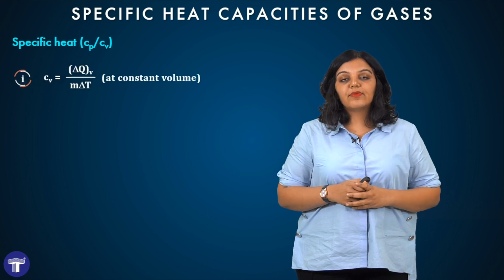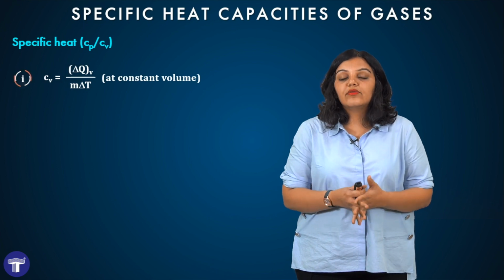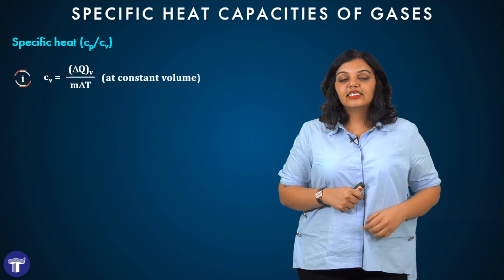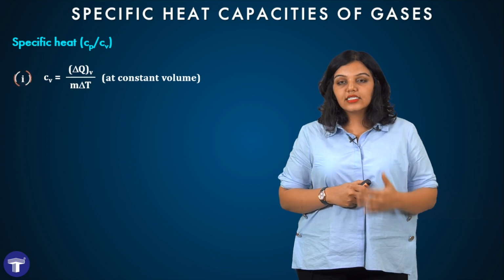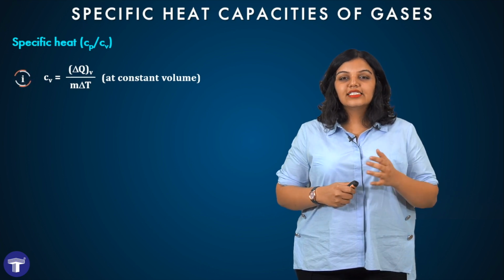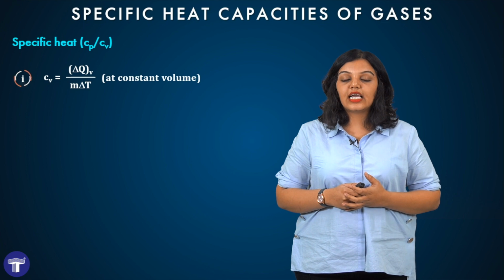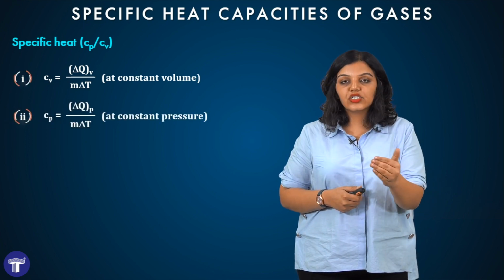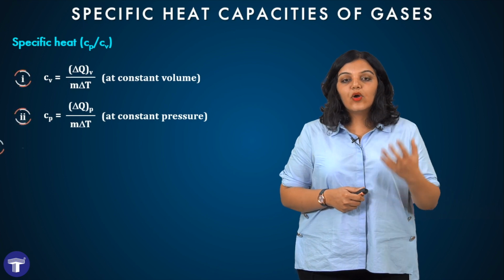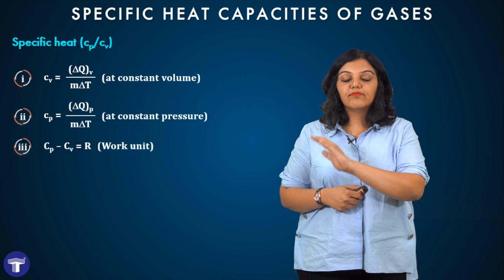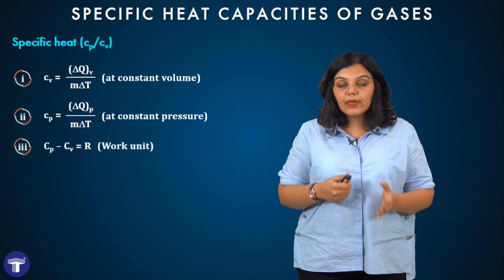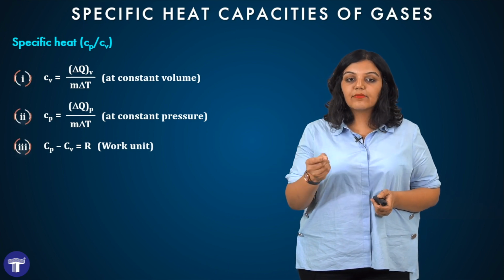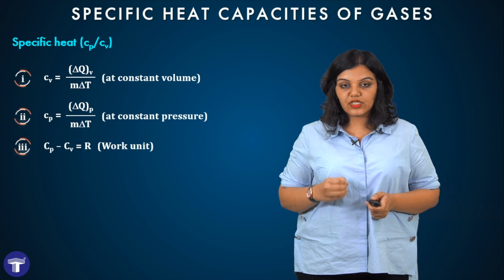The first is that the specific heat at constant volume is given by the formula delta Q by m delta T, where m is mass, delta T is the change in temperature, and delta Q is the heat exchanged. Similarly, I can write down the specific heat at constant pressure. The only thing that's different is that the numerator is now the heat exchanged at constant pressure. We also know that the relationship between the molar specific heats is Cp minus Cv is equal to R. Keep in mind that here the C's are capital because this equation is for molar specific heat.